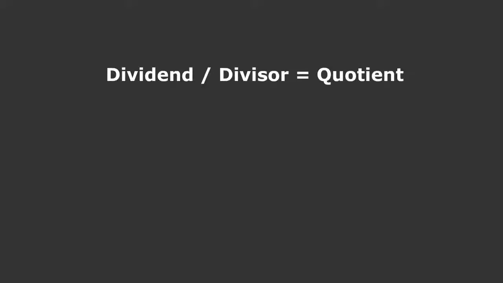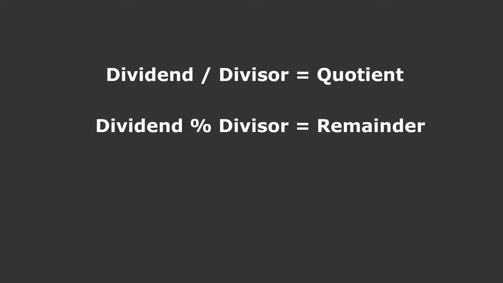My division formula looks like this. Dividend divided by the divisor equals quotient. My modulo formula looks like this. Dividend modulo divisor equals remainder. Notice that the modulo operator is represented by the percent sign.